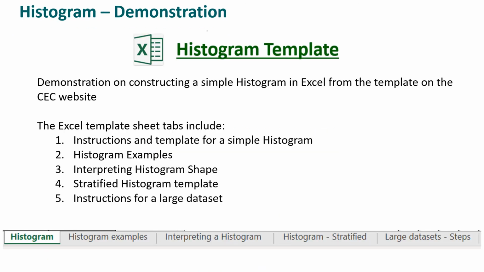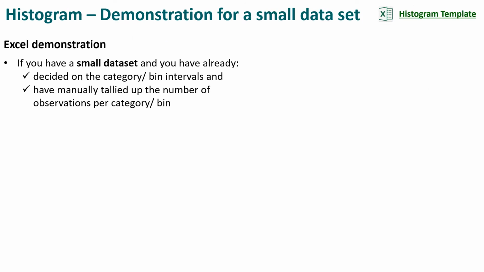I'll now do a demonstration on constructing a simple histogram in Excel using the template from the CEC website. The Excel template sheet tabs include, firstly, instructions on how and when to use a histogram and a simple template to create a very simple histogram. The next sheet has examples of various histograms. The third sheet looks at interpreting the histogram shape. The fourth tab has a template for a stratified histogram, and the last tab has instructions for how to construct a histogram using a very large data set.